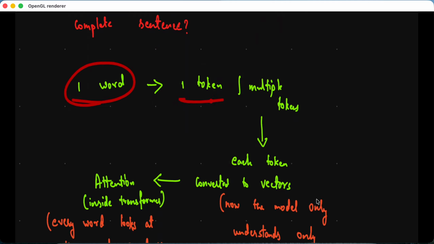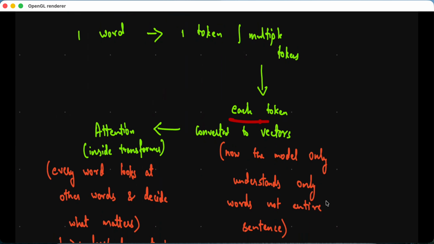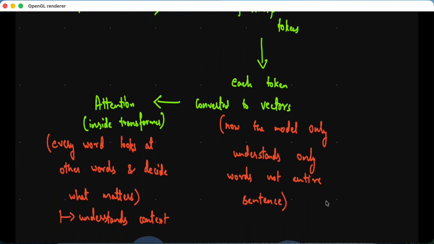So let's look at it. Each word is converted to a token or multiple tokens. Why multiple tokens? Let's say unhappy, which has two tokens. We convert un to one token and happy to another token, and each has its own vector embedding. So each token is converted to a vector. Now the model understands only the words. That means we did not understand the complete sentence meaning yet. It only understood the words, and it has placed the words in the space.